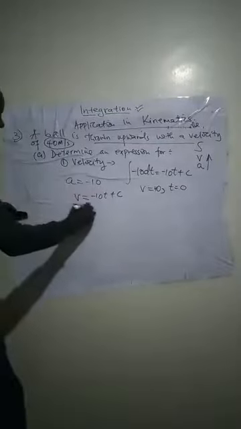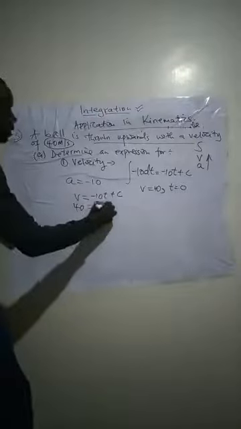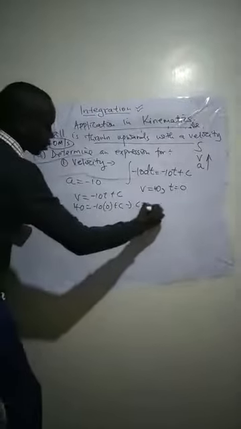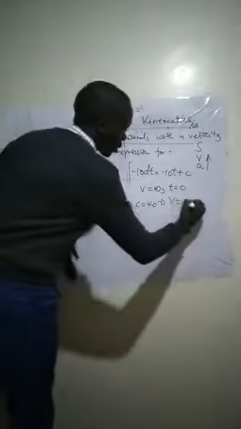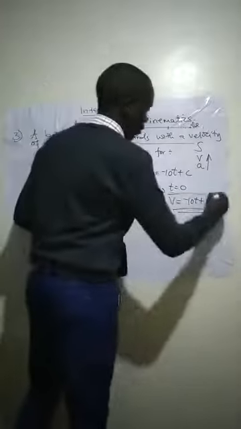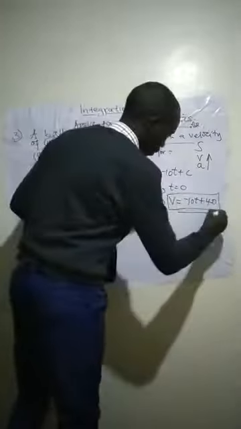Should that help us get the value of c? Yes. So v is 40. So I have 40 is equal to negative 10 times 0 plus c, and in that case, c is equal to 40. Now you rewrite the equation: v is equal to negative 10t plus c, which is 40. And that is the expression for velocity.